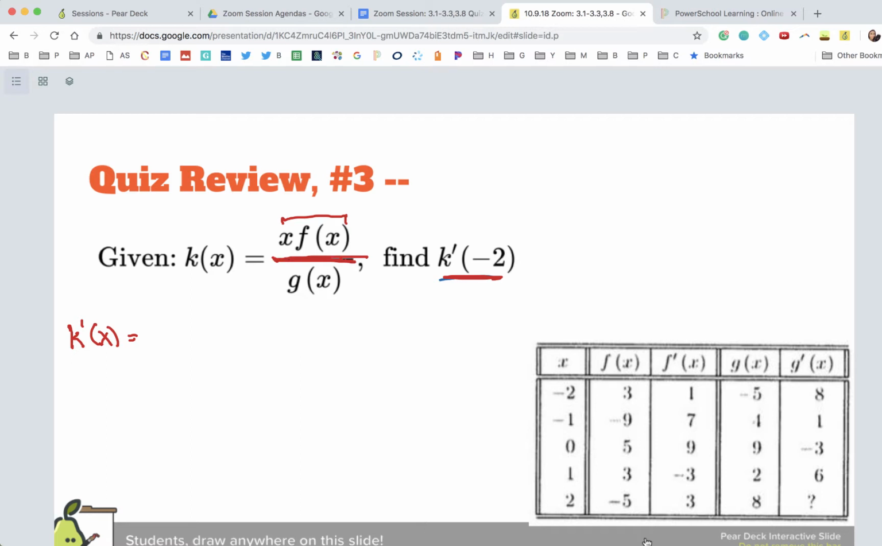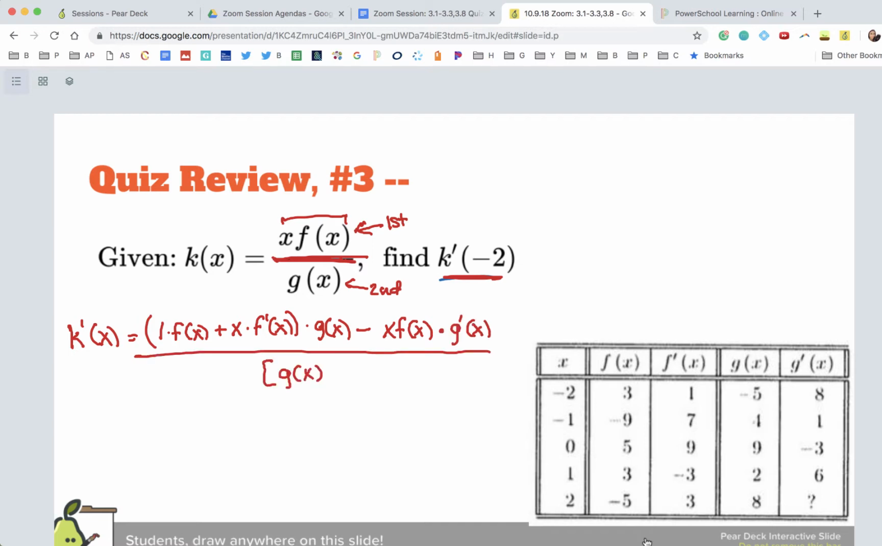We're going to call this top one the first, and we'll call this bottom one the second as I'm talking. So the derivative of the first, the derivative of the top is going to require me to do a product rule. So the derivative of this first is 1 times f of x plus x times f prime of x. Okay, that was the derivative of the first times the second minus the first times the derivative of the second all over the second squared. And now I can plug in the negative 2.